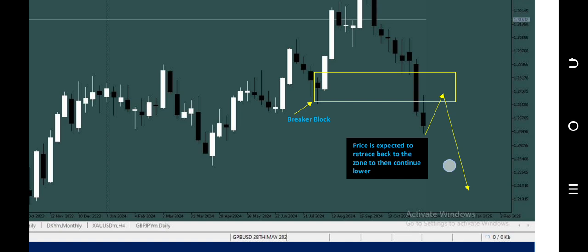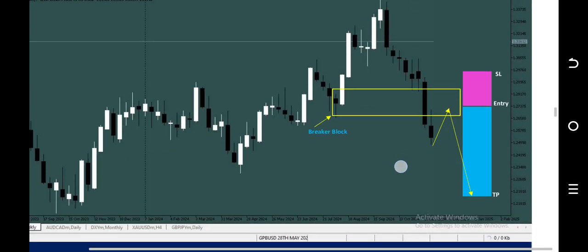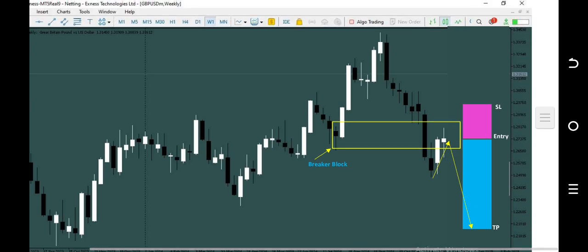Then you just leave the market. So market will do its things. It will tap you in. Then look at it. So we are expecting that price will retrace back to this breaker block zone. Then it will tap you in on your entry. Look at where your stop loss is. Then you target 1:2.